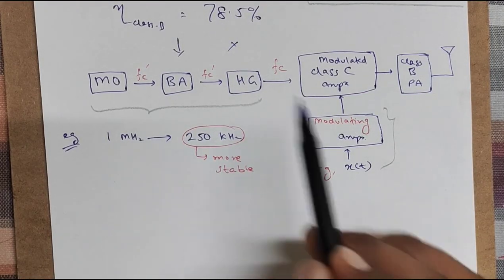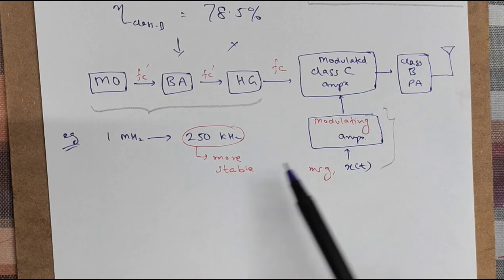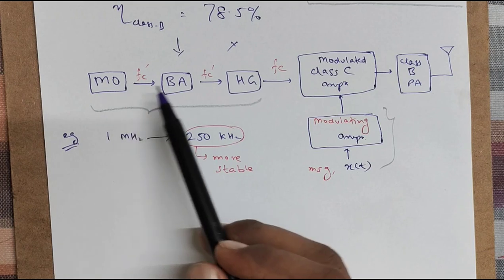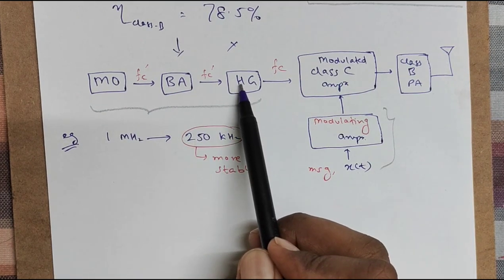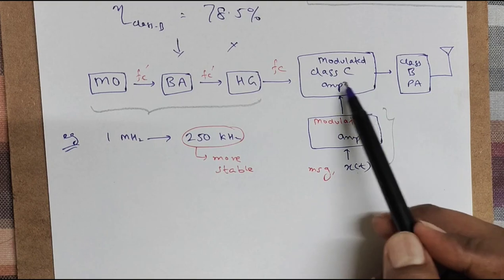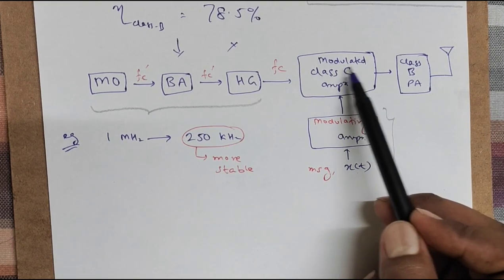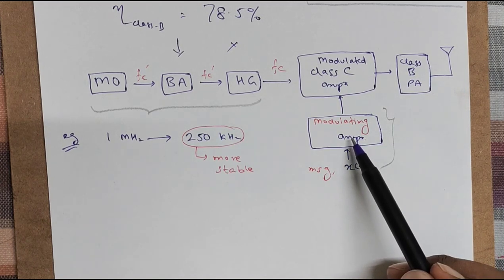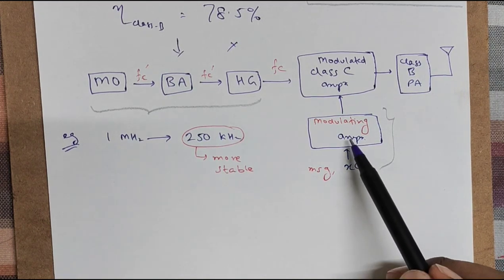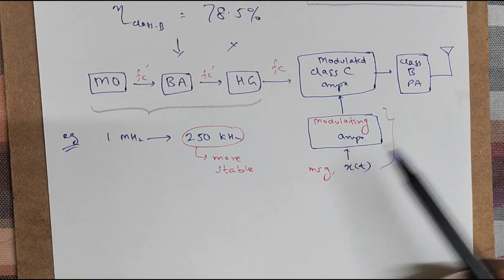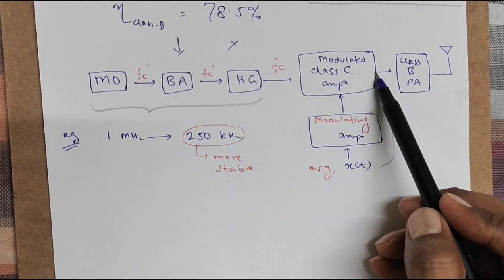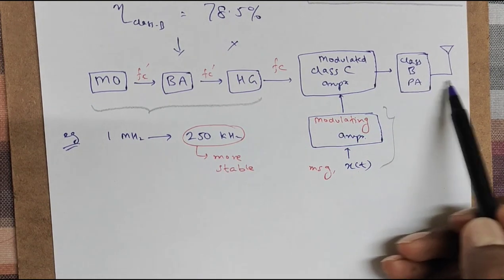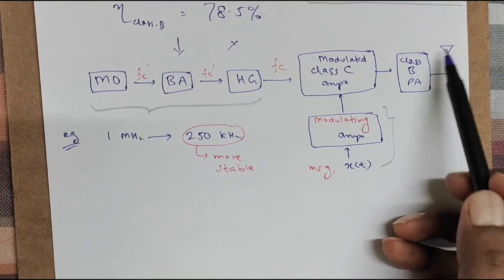Here is a block diagram of a low power transmitter. It contains a master oscillator, buffer amplifier, harmonic generator, and class C amplifier, and this is also called the modulated amplifier. Here the message is coming and it is amplified. The message is also called the modulating signal, therefore this amplifier is called the modulating amplifier. The output of this block is a modulated signal. The modulated signal is amplified using a class B power amplifier, and thereby it is radiated by the antenna.